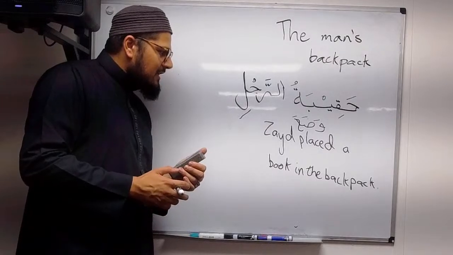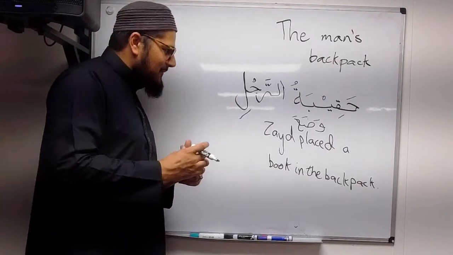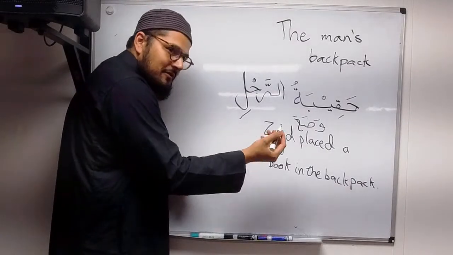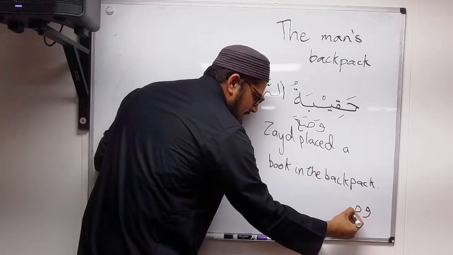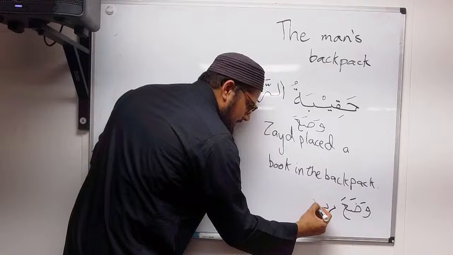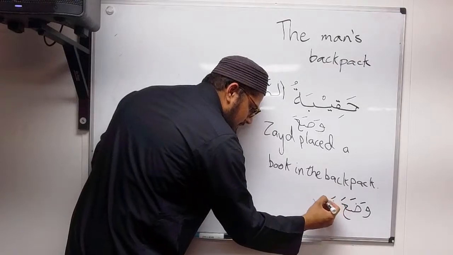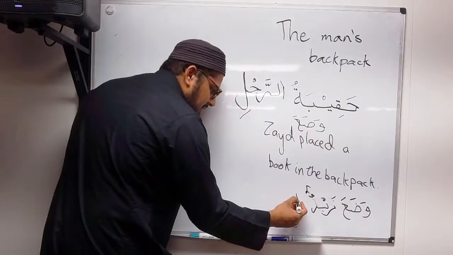Wada. So, Zayd placed a book in the backpack. How are we going to translate that? Can you guys help me out? Let's pretend it's a jumla fa'liya like you said. So we'll say wada, Zaydun. Okay, good. Kitaban. Is it a book, not the book? Yeah. So I'm going to say kitab.